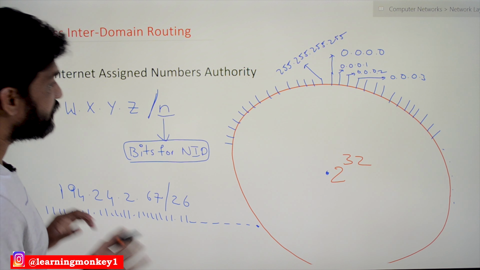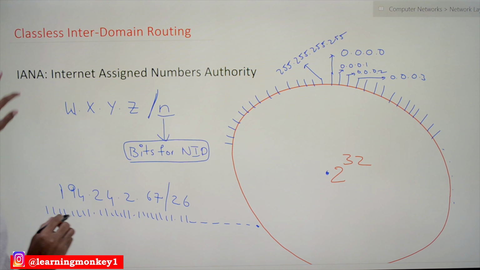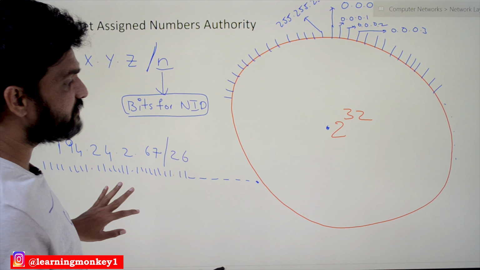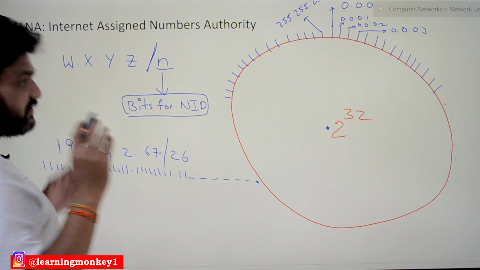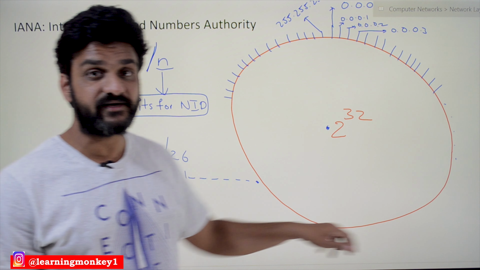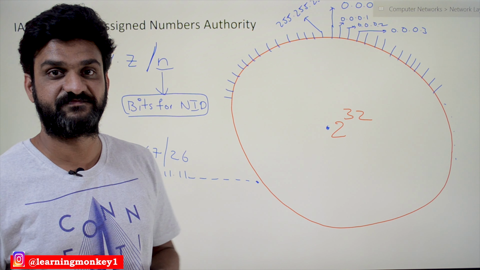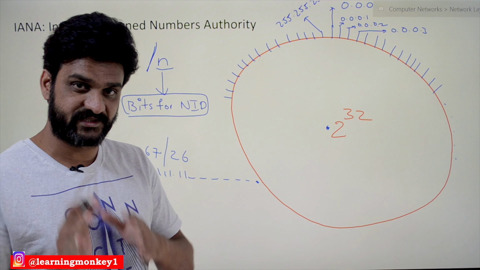Now I want to construct a network with 64 IP addresses. How will IANA give them? Visualize the address space as one single cake. From this one single cake, they will cut it equally and give you those pieces.